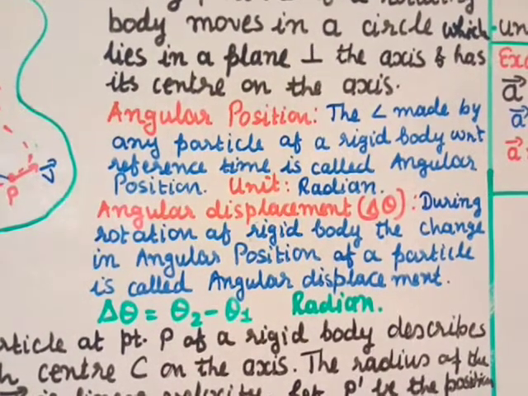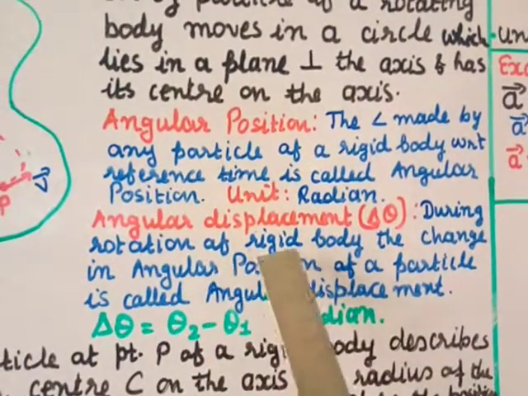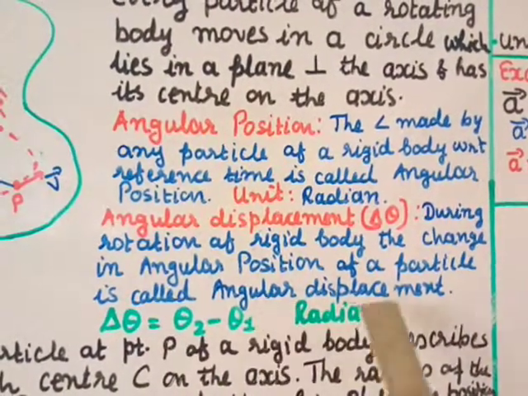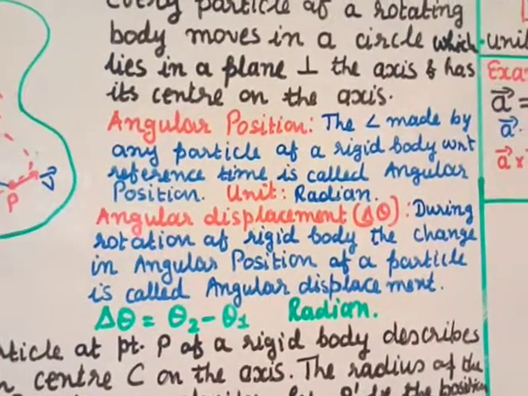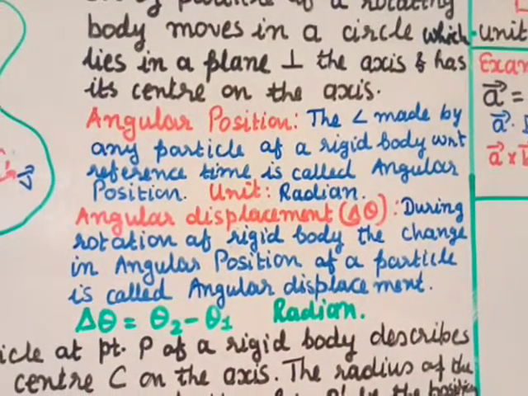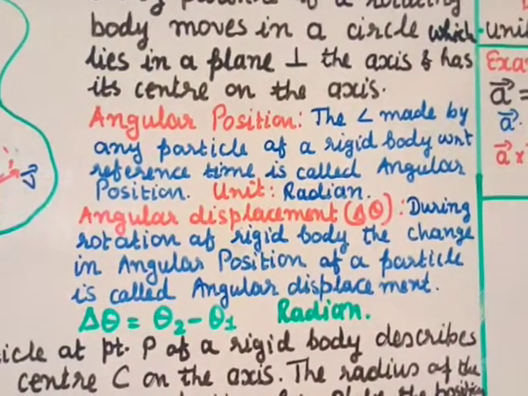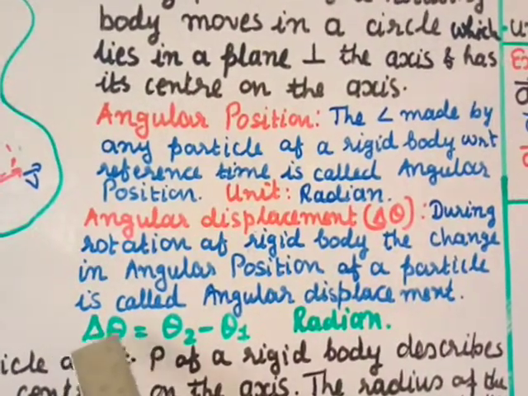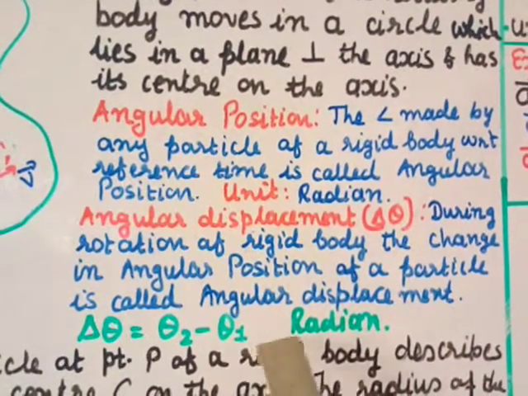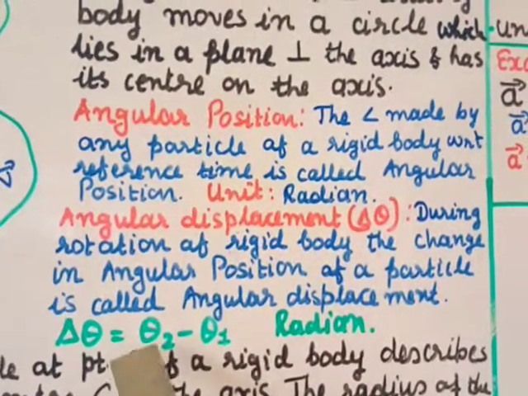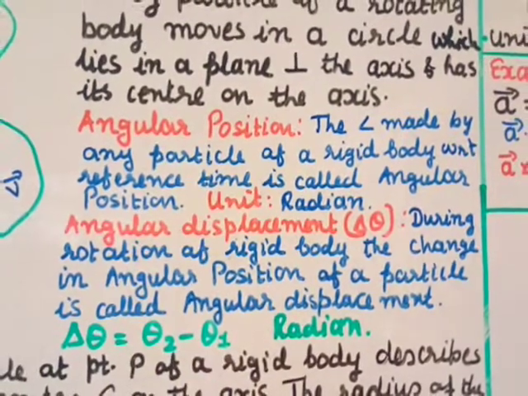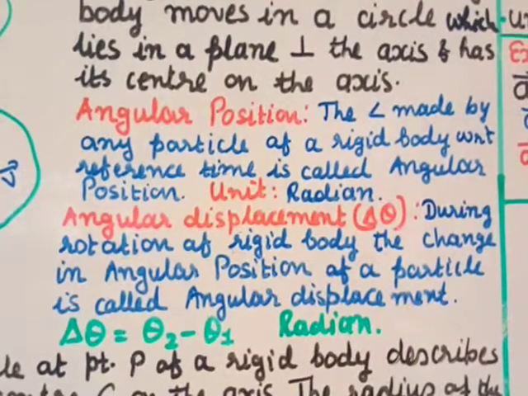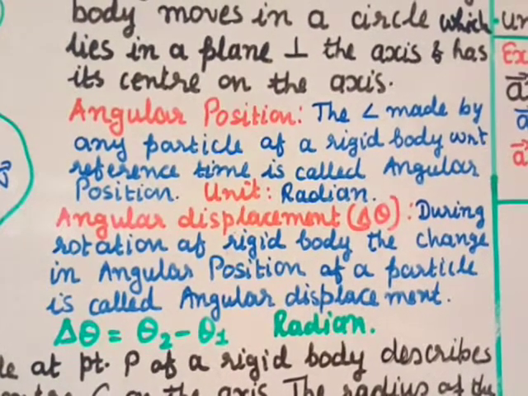Angular displacement, delta theta. During rotation of a rigid body, the change in angular position of a particle is called angular displacement. So angular displacement depends on angular position. Mathematically, delta theta equals theta 2 minus theta 1. This also is measured in radian. Theta 2 is the final position, theta 1 is the initial position. So the difference between the final and initial position will give you the angular displacement delta theta.